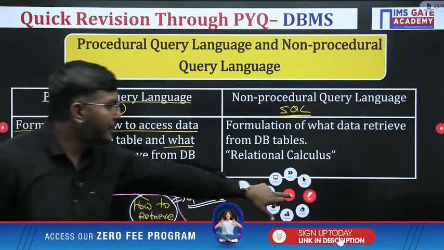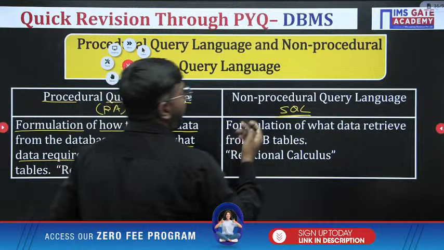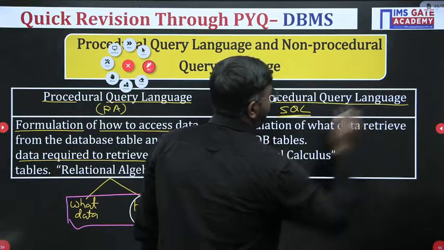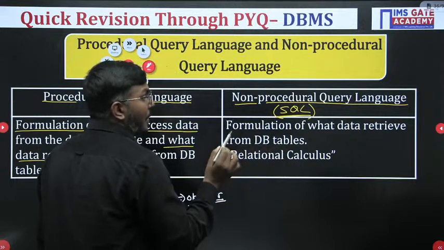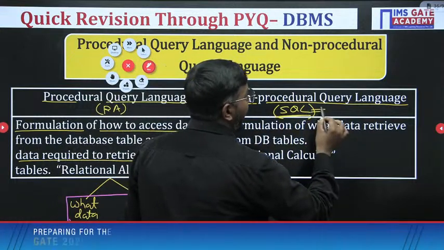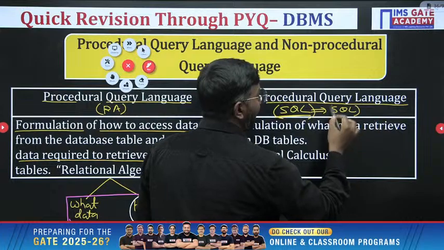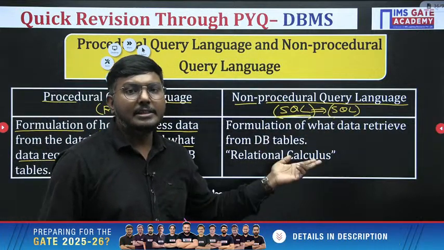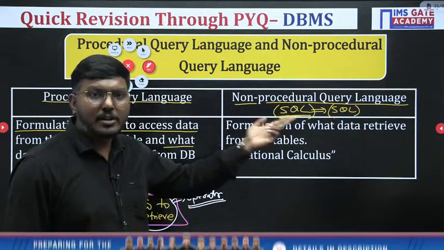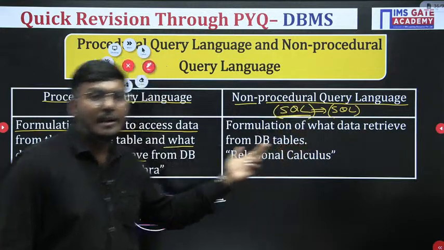But see here, our SQL is nothing but our non-procedural query language. Fine. SQL. Why? See here. Whenever you want any data from the database, then simply you write the query in SQL. You are not writing how this query will be evaluated internally in the system. Fine. So first this SQL gets converted into relational algebra.